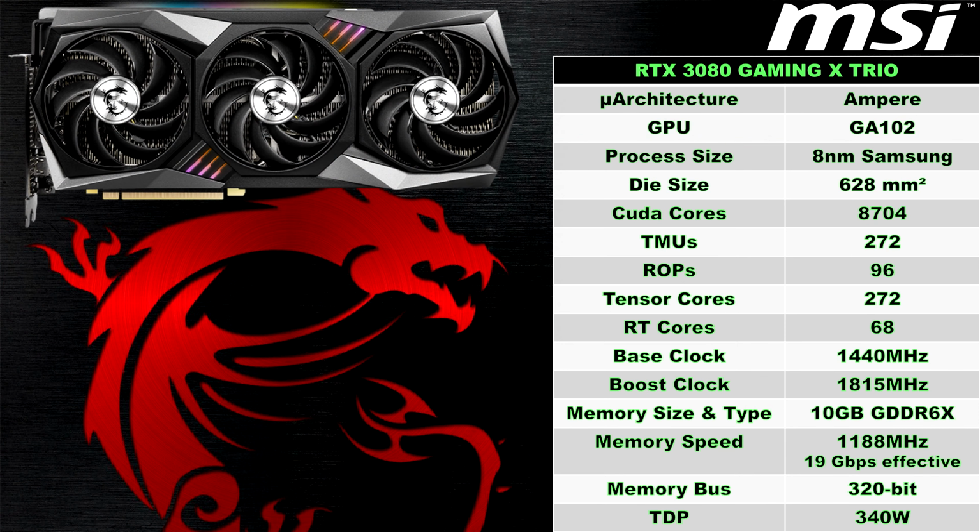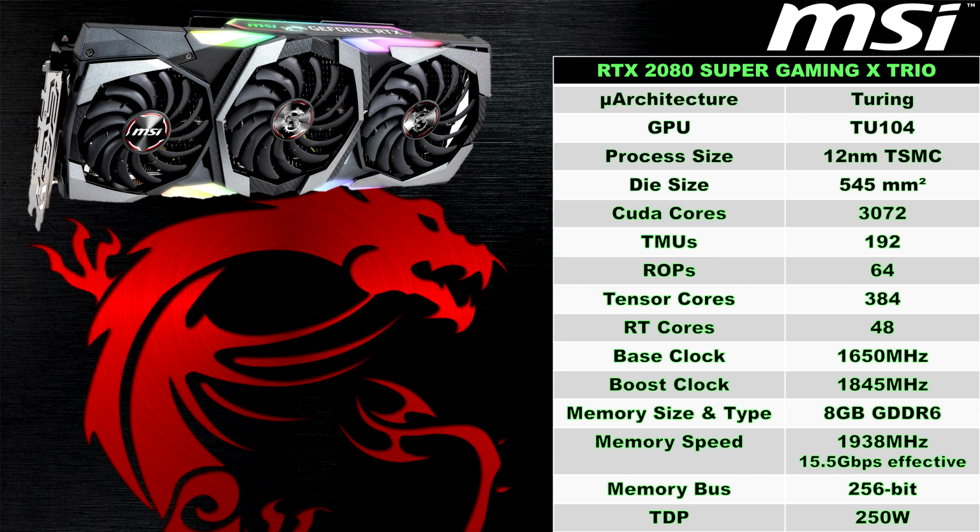To start off, let's go over the relevant specs for the RTX 3080. We went over all of these specs in the 3080 review, so I'm not going to go over everything. As a refresher, the MSI RTX 3080 Gaming X Trio has 8,704 CUDA cores, 272 texture mapping units, 96 ROPs, 68 RT cores, and 272 tensor cores, with a 10GB memory buffer with the new fast GDDR6X modules that run at 19 gigabits per second.